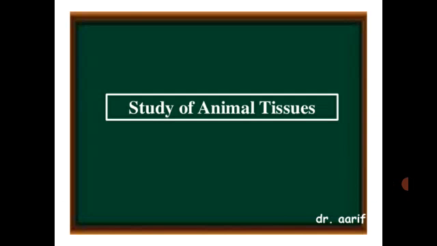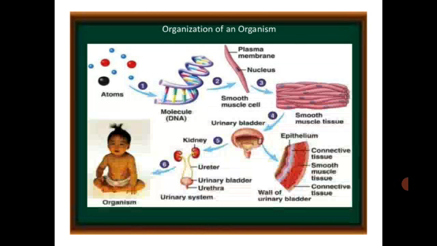Different types of tissues are present. There are 4 major types of tissues in animals. Epithelial tissues cover the body surface and line the body cavities. Connective tissues bind and support body parts. Muscular tissues cause body parts to move, and nervous tissues respond to stimuli and transmit impulses from one body part to another.